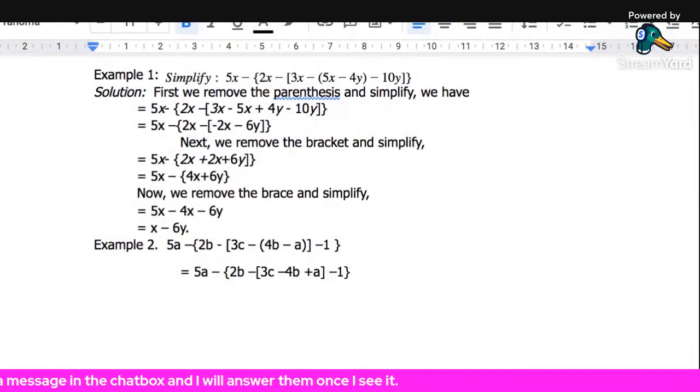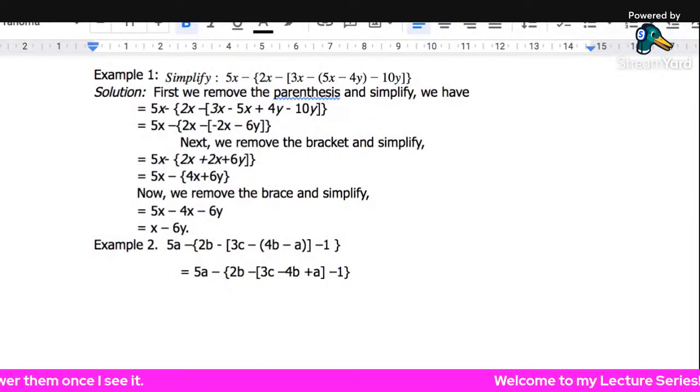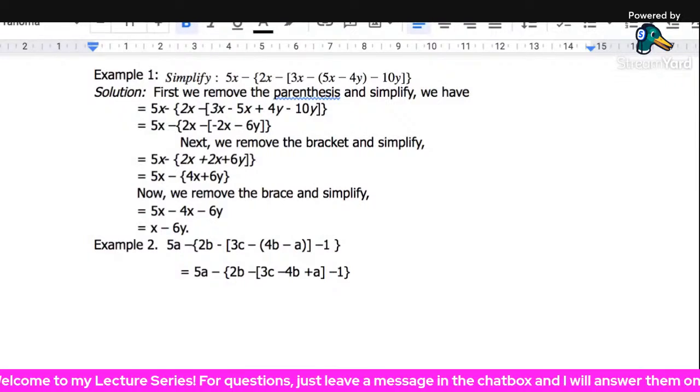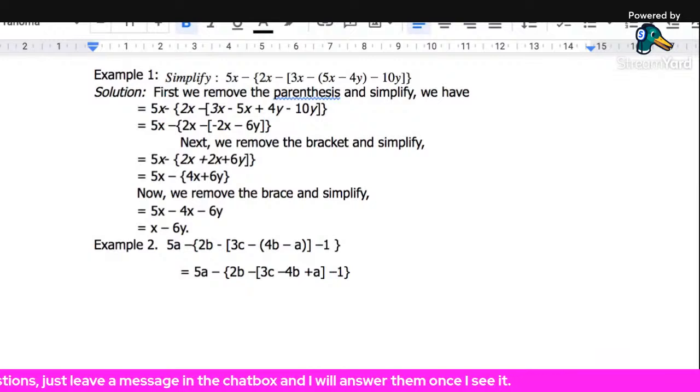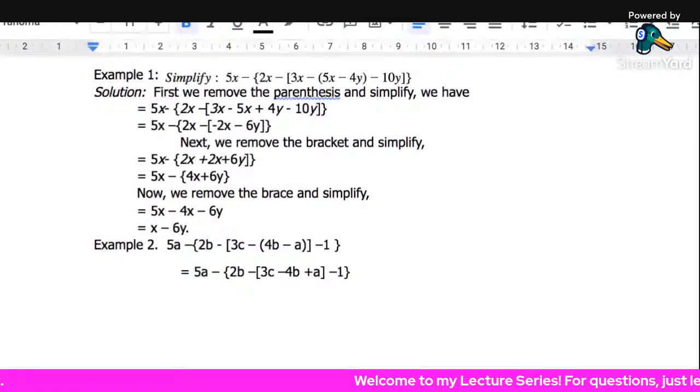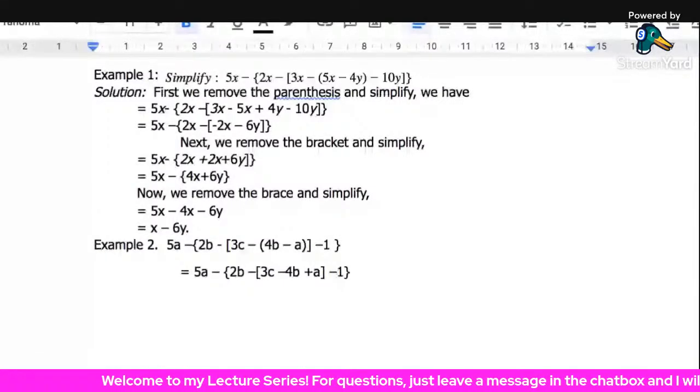Okay, so what is left here is 3x minus 5x plus 4y minus 10y, because this is part of this grouping symbol. So now we have this whole expression and we have a negative here. So we distribute this again. Negative times 3x will give you... parang may nawawalang expression dito. No. We have to simplify first.